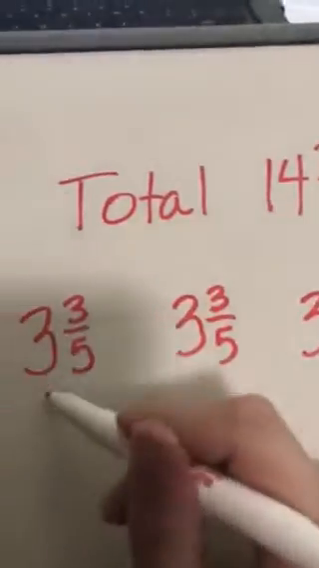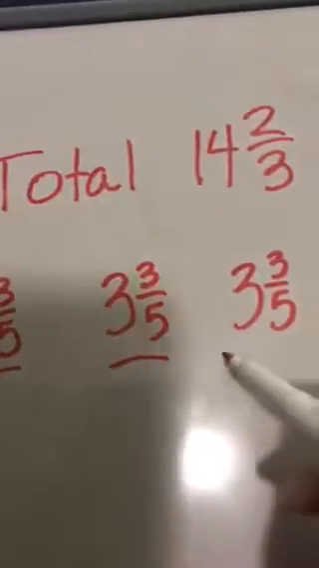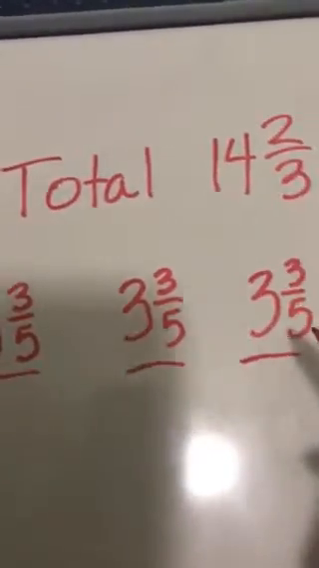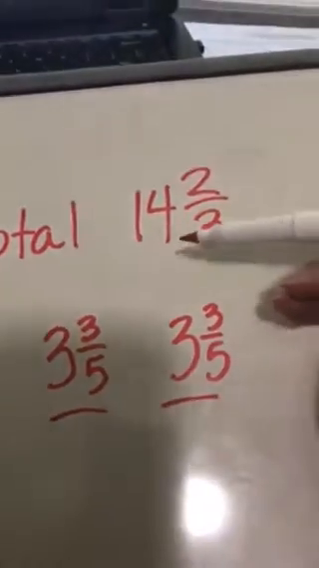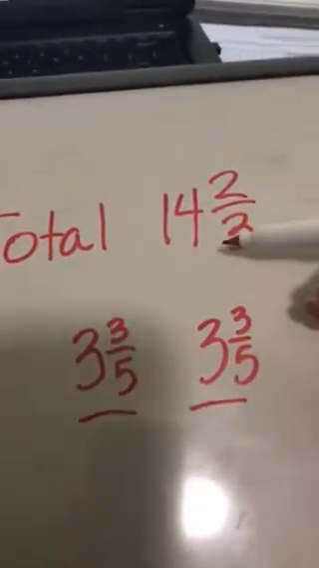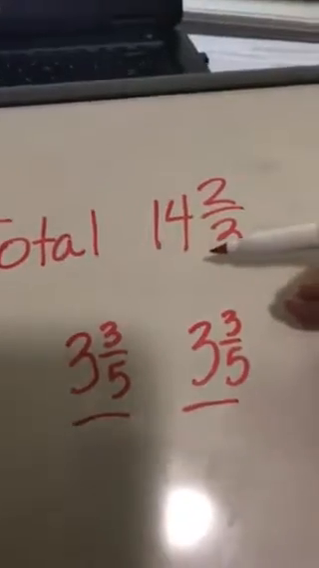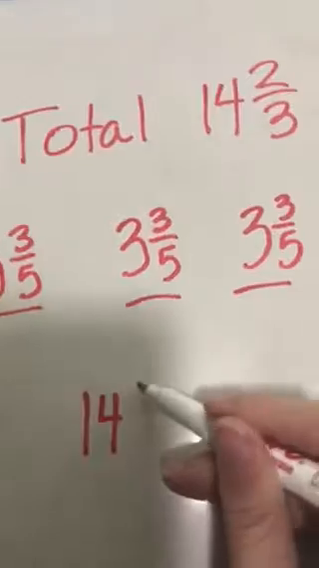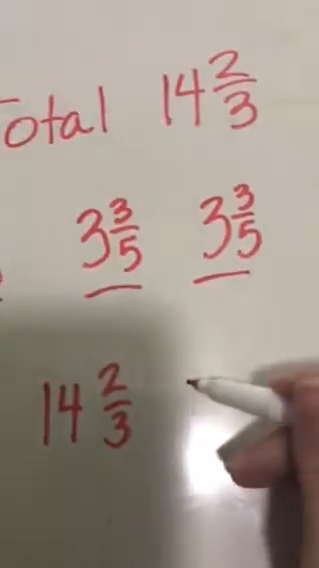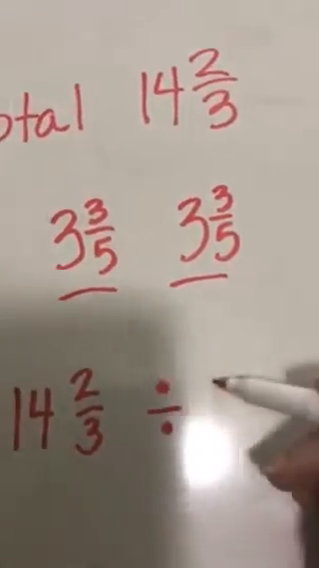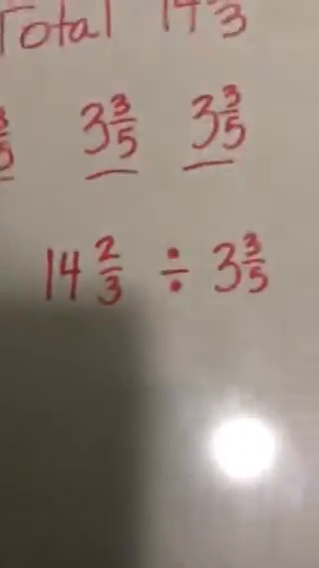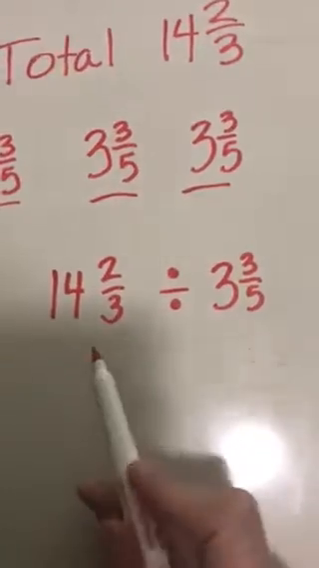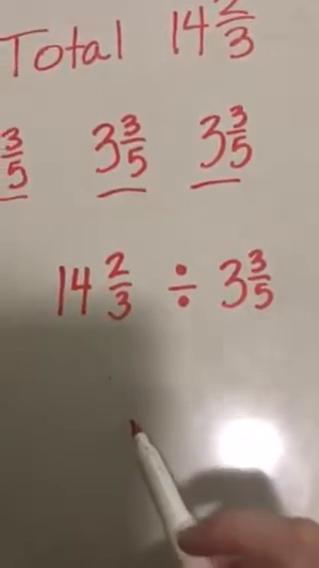We want to know how many of each 3 3/5 cup sections do we have in the total amount of flour that we have in the house. So what operation would this be? It would be division. We're going to take the total, 14 2/3, and divide it by 3 3/5. When you're dividing, anywhere you see a mixed number, you have to convert it to an improper fraction.